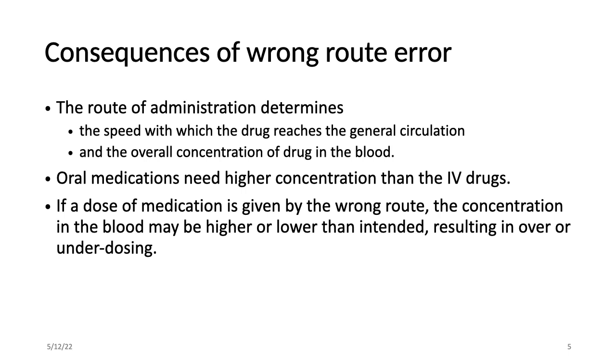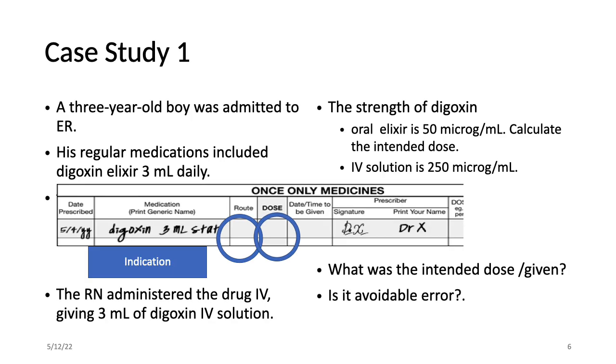Consequences of wrong route error. The route of administration determines the speed with which the drug reaches the general circulation and the overall concentration of the drug in the blood. Oral medication needs a higher concentration than IV because it goes through the first pass effect and metabolism in the liver. If a dose of medication is given by the wrong route, the concentration in the blood may be higher or lower than intended, resulting in higher or lower dosing.